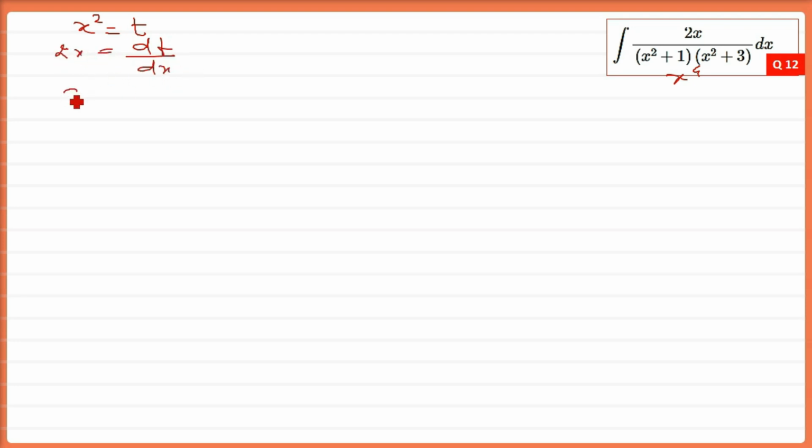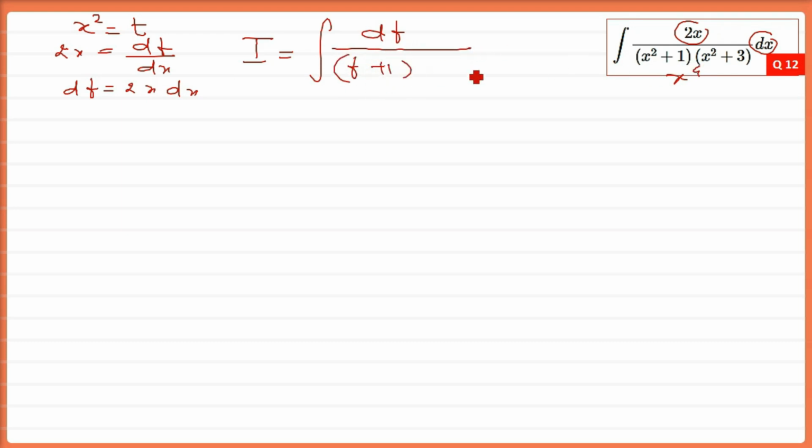When we differentiate, dt by dx will come as 2x. So what are we going to get? dt will be equal to 2x dx. So this 2x and dx will give dt. We'll replace this here, so this integration will become like this: integration of dt divided by, after replacement of x square with t, (t plus 1) as the first factor and (t plus 3) as another factor. So we will try to form partial fractions out of this.